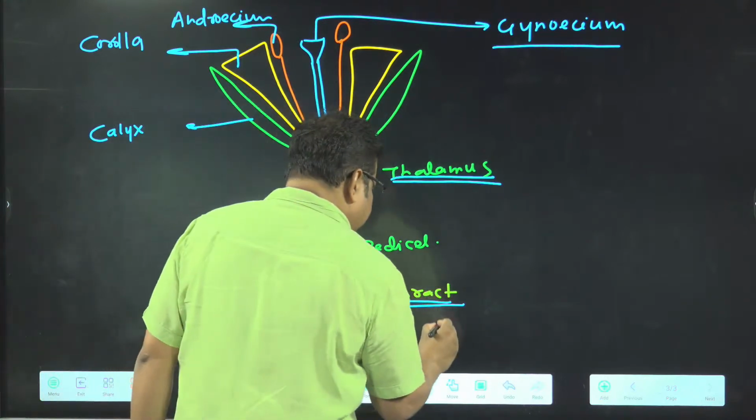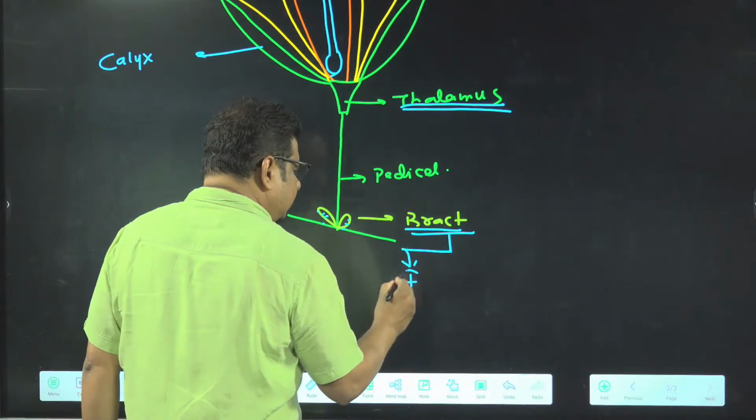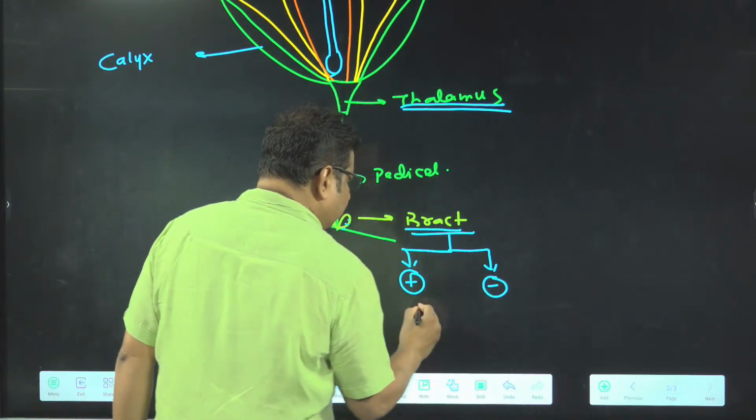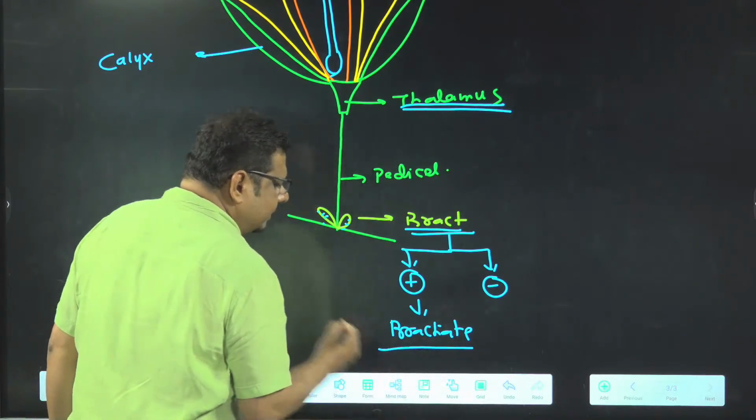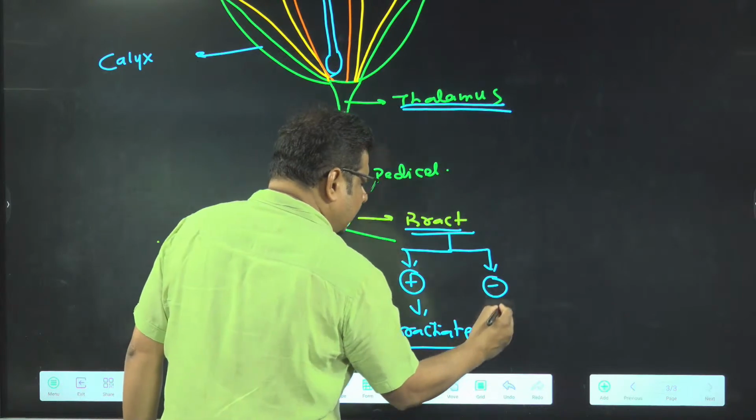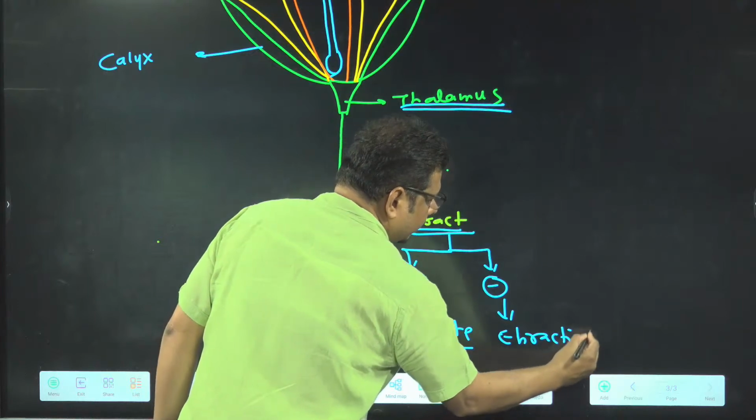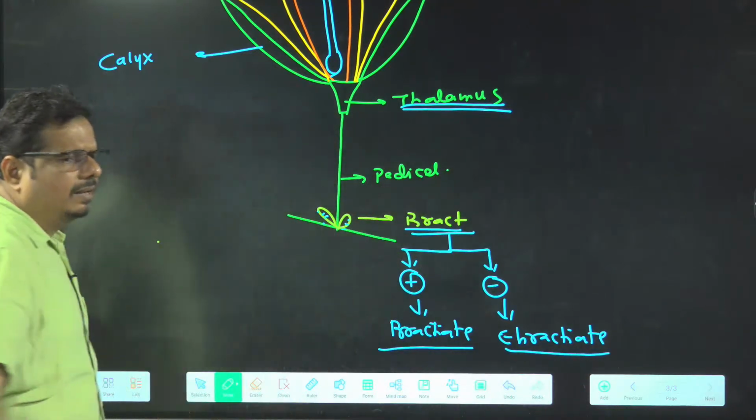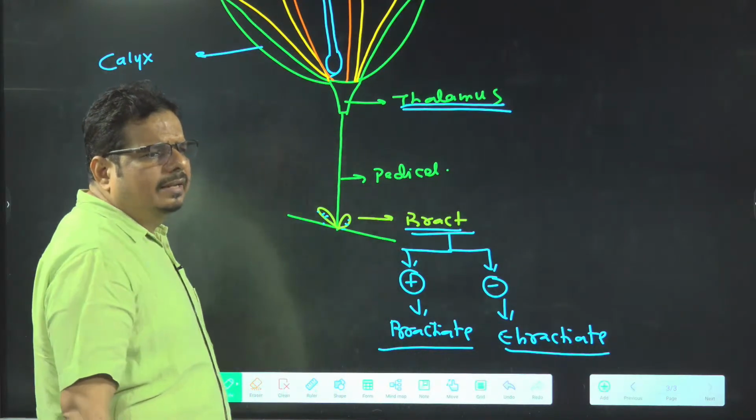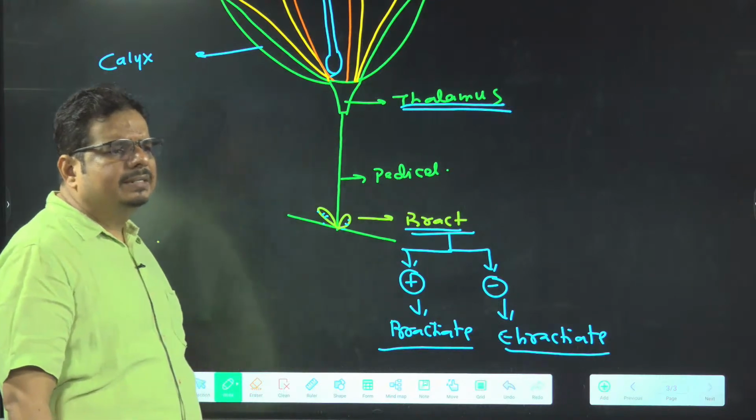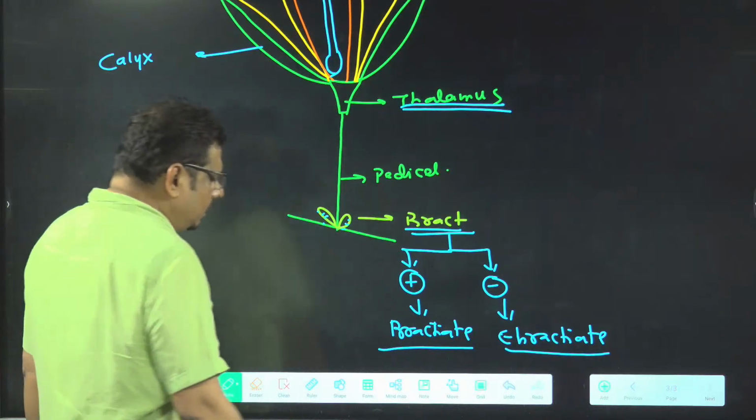If bract is present in a flower, it is called bracteate. If bract is absent, it is called ebracteate flower. So bract is not a compulsory structure. Getting the things or not? It may be present, it may be absent. When present, it is called bracteate. When absent, it is called ebracteate.